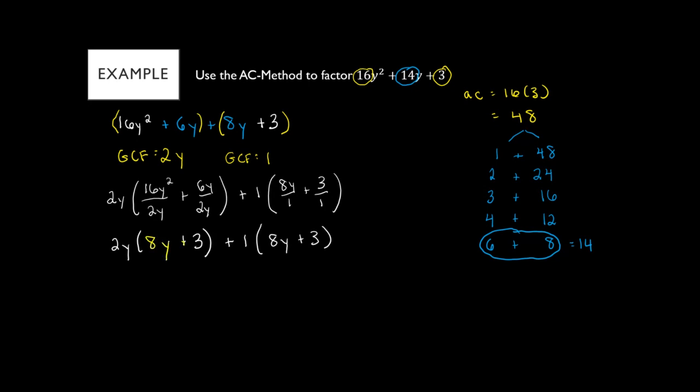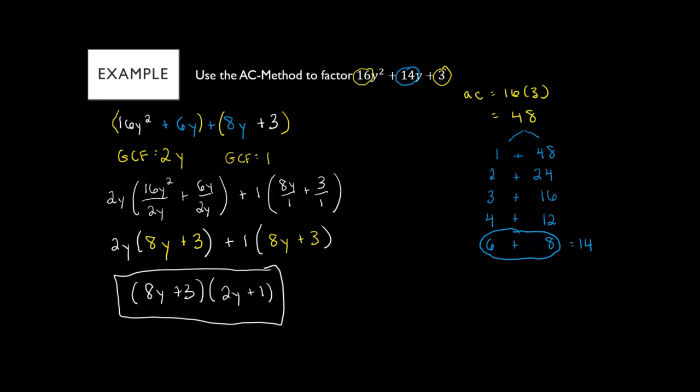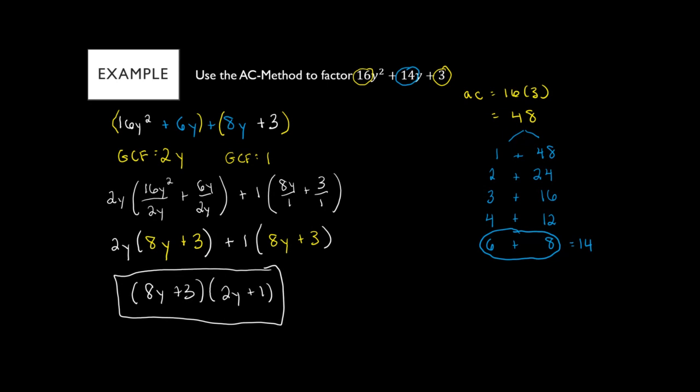So then you can see that in parentheses, our binomial factors match. And that's good. That's telling you that you didn't make any mistakes. So that's our first factor, 8y plus 3. And then the second one is what's in front, 2y plus 1. And so that's your final answer.